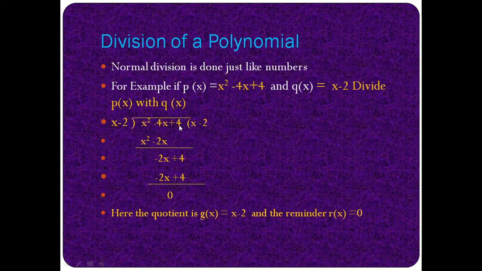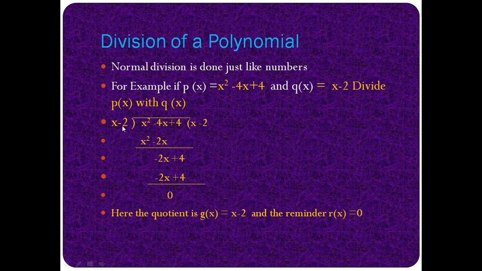As in normal division, you take the difference between these two. So you have minus. This x square and this x square get cancelled. Minus 4x minus minus 2x is minus 4x plus 2x, which is equal to minus 2x. And you bring down the plus 4. So the next term is minus 2x plus 4.